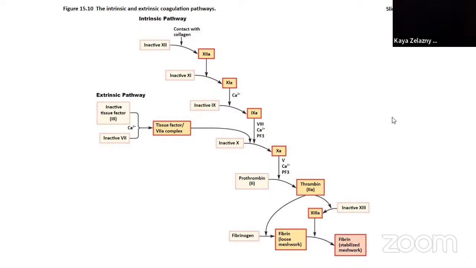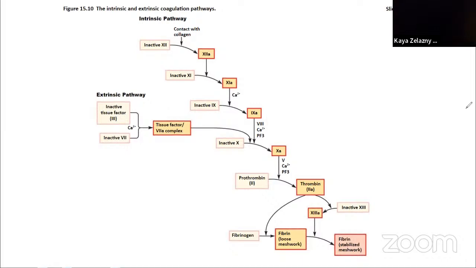So here are those intrinsic and extrinsic pathways. You may note that these factors are numbered with Roman numerals, but they are not in any reasonable order. They numbered them based on the order that they discovered them, not the order that they act in clotting, which is especially why I don't think it's important for us to remember the exact numbers. But basically what we want to get from this is that in our intrinsic pathway, just like with our platelet plug, what we're reacting to is contact with the collagen and the subendothelium. So we're reacting to that cut itself, that injury itself.